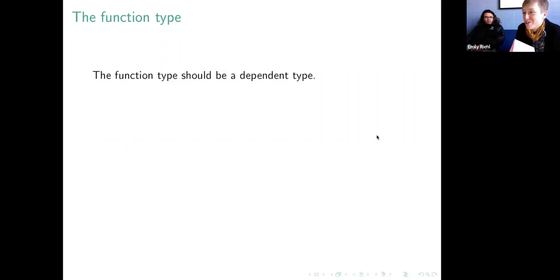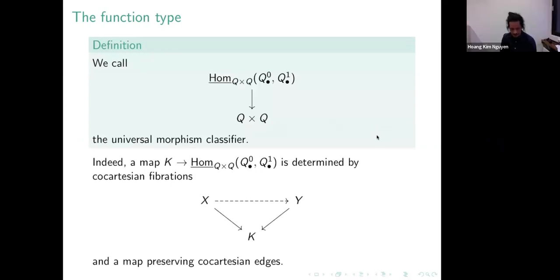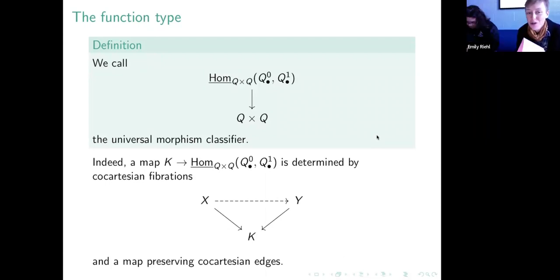Sorry, I have a notational question again, if we could go back to the previous slide. I remember q-bullet is the total space of the universal cocartesian fibration. Do q-bullet 0 and q-bullet 1 mean anything?